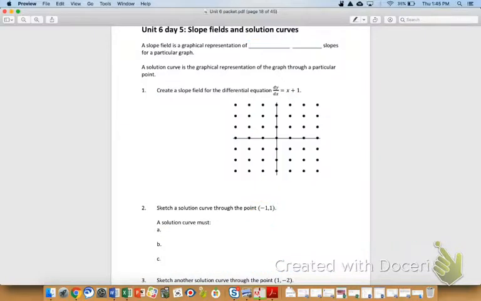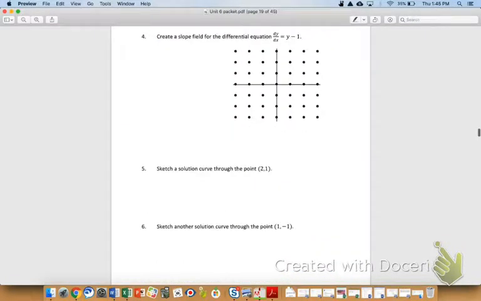So if you would, please take a look at our next page. Okay, this is going to be a pretty simple day. We'll do the more complicated ones the next time we work on this. So please attempt to draw a slope field for this one. dy dx equals y minus 1. I'll give you a minute to get ahead, and I'll try to catch up to you.